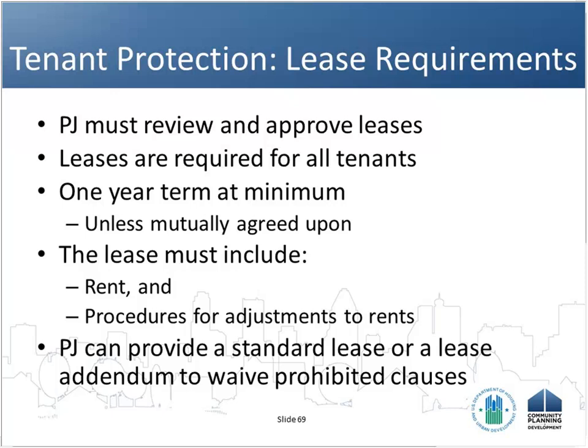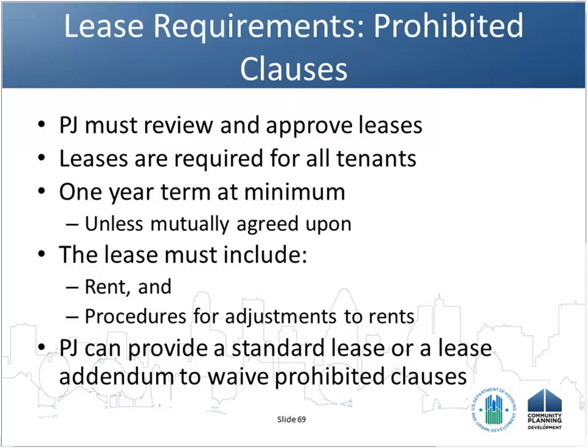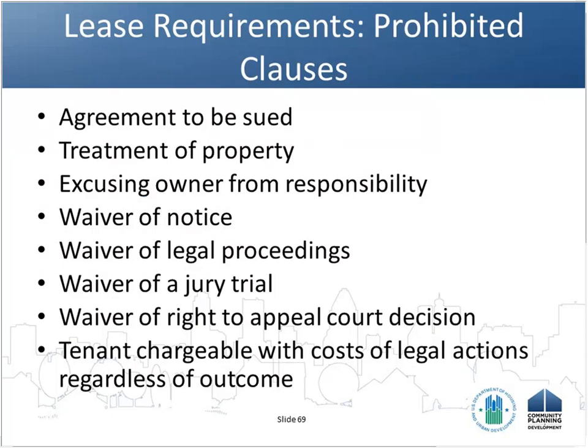And you're either going to need to use a standard lease that the PJ has provided, use a lease that's been reviewed by the PJ to make sure none of the prohibited clauses are in place, or, as I mentioned yesterday, use an addendum which attaches to that property's lease and essentially says that if any of the prohibited clauses are included, they become null and void. So here are the prohibited clauses, and essentially it's anything where they are giving up some of their rights. These are things that cannot be included in a home lease.